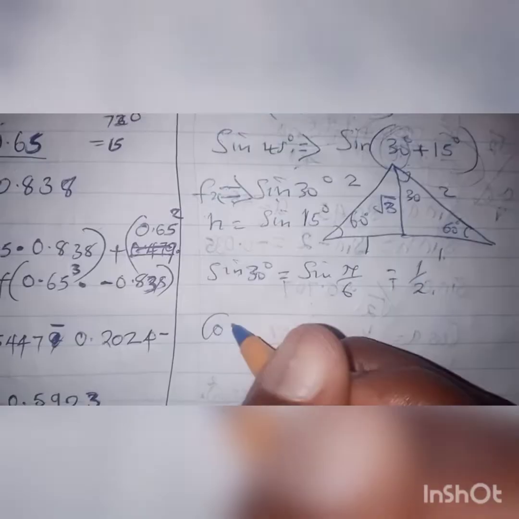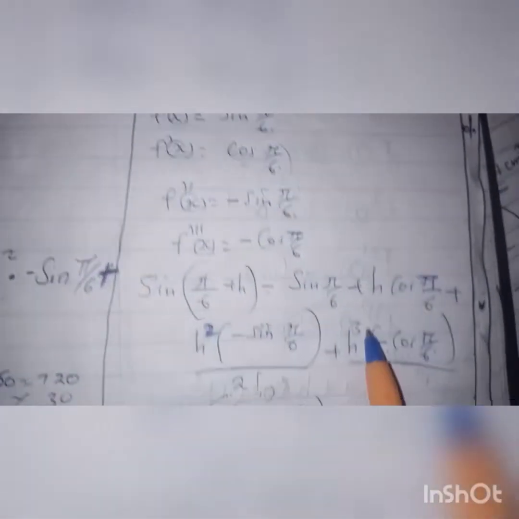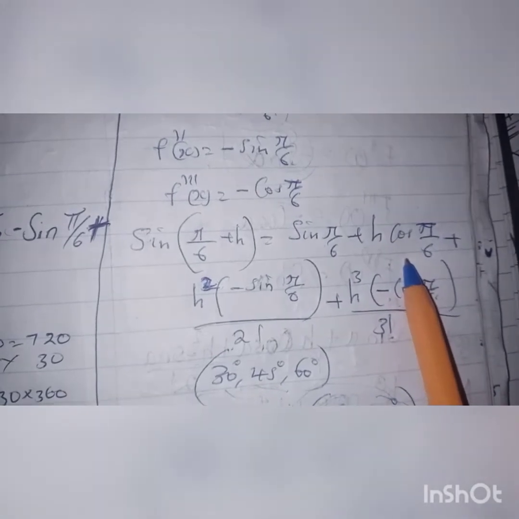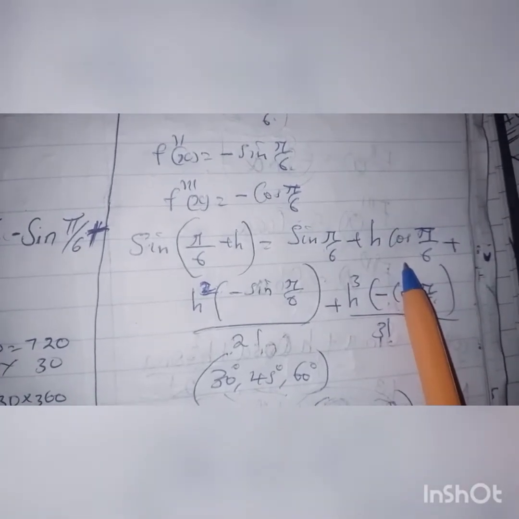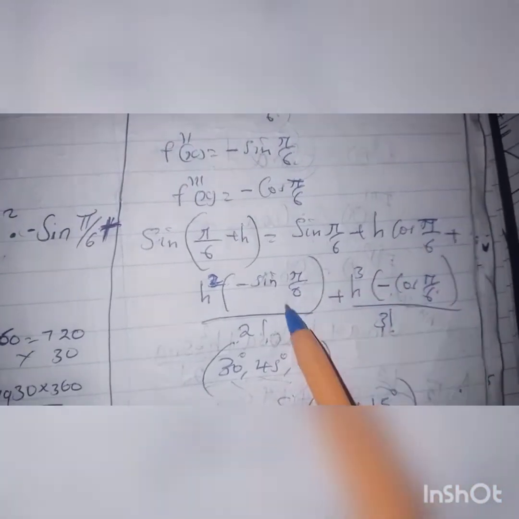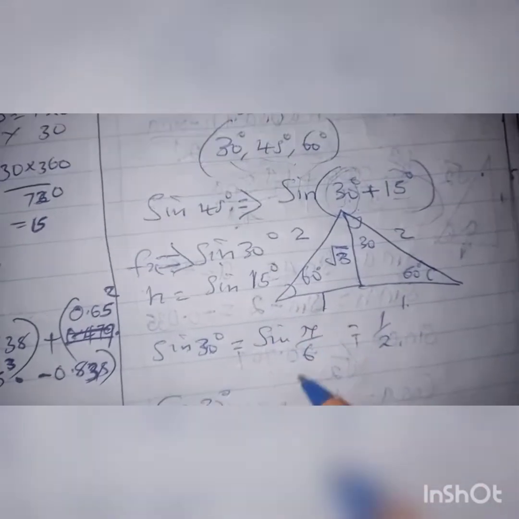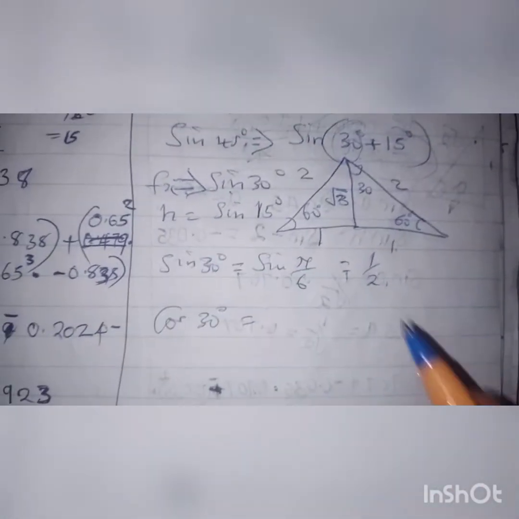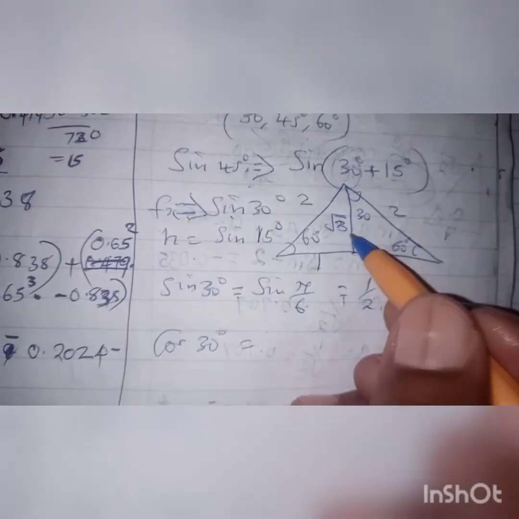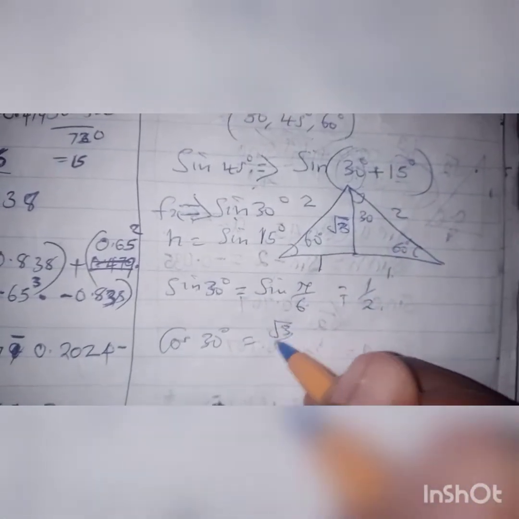Let's find cos. We can see that in our function we have sine, cos, sine, cos. So let's just find cos of 30 degrees. So cos of 30 degrees is just what? Cos is just adjacent over hypotenuse, so it equals root 3 over 2.